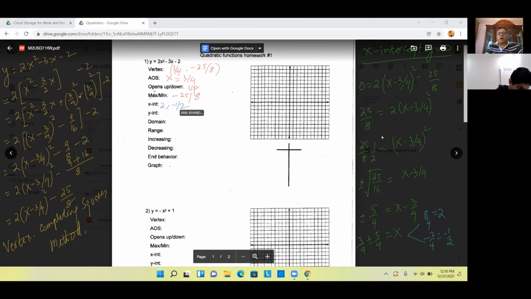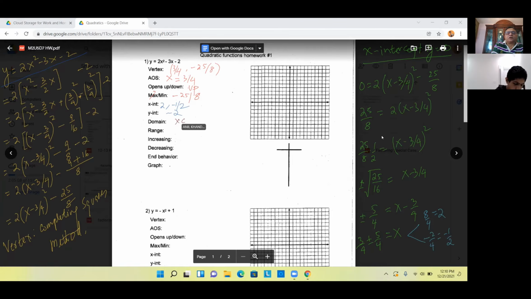Very good. How about the y-intercept? Negative 2. And that you get directly from the equation itself. When x is 0, you get y-intercept as negative 2. Now, what is the domain of this function? Negative infinity and infinity.